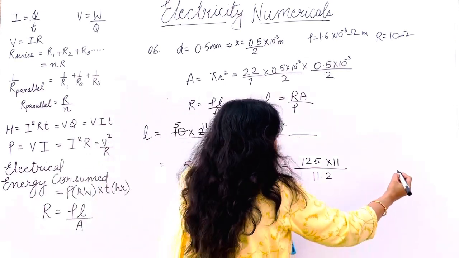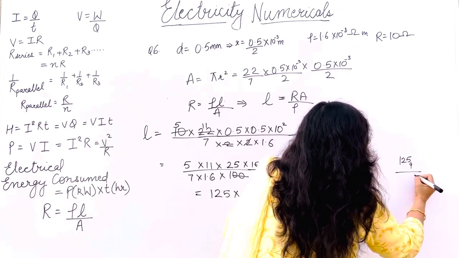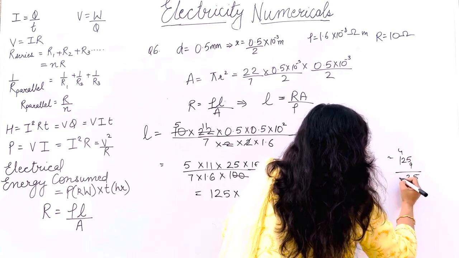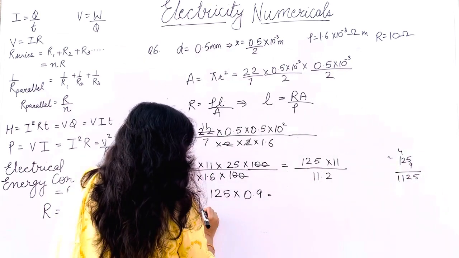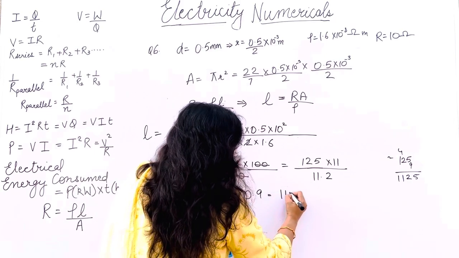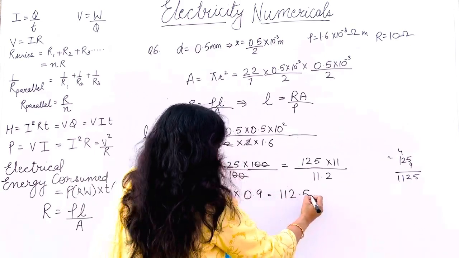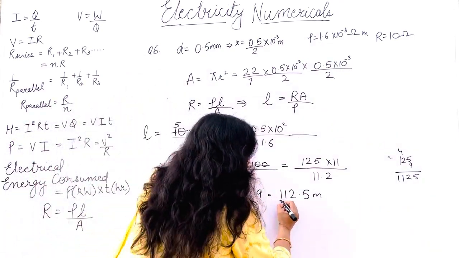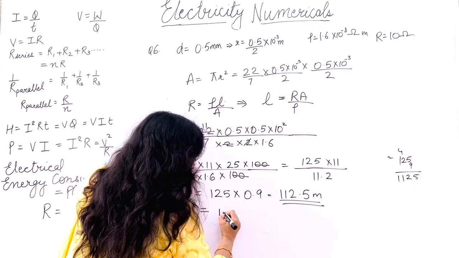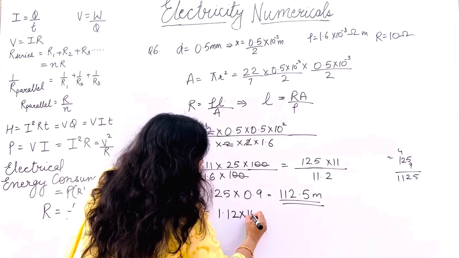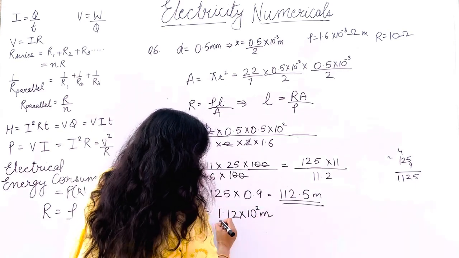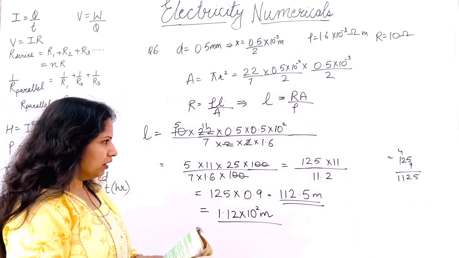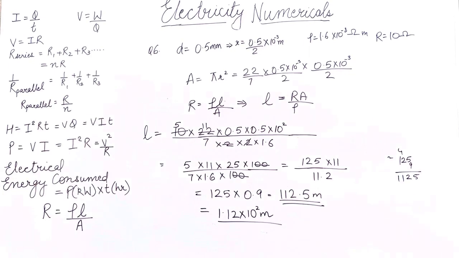Just let's multiply that. 125 times 9. So it comes out to be 112.5 meters. You can leave your answer like this only, or you can write 1.12 into 10 to the power 2 meters. Okay, both ways the answer is correct. Okay, if you want, you can take a screenshot.